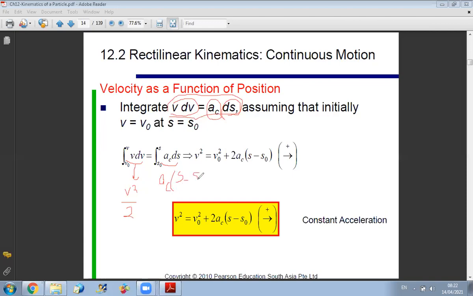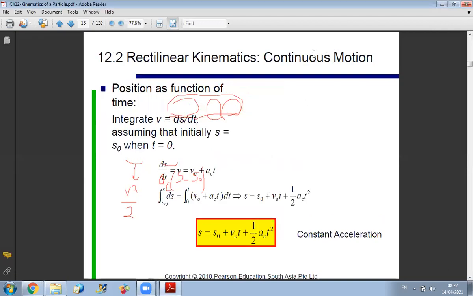So now if you rearrange your terms, you take 2 to the other side and you take v0 square to the other side, you will get that v square equals v0 square plus 2 a constant times delta s. Okay? I think that you know these relations from school, yeah? Yes. Okay.